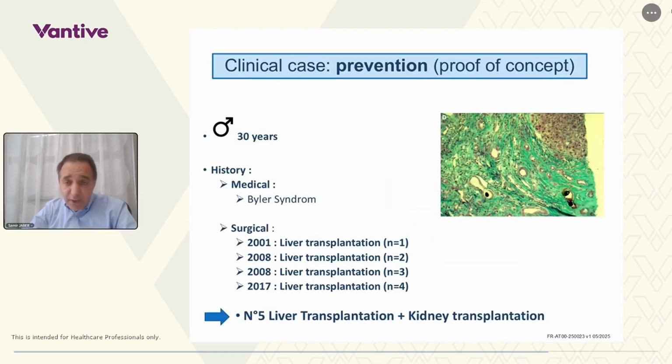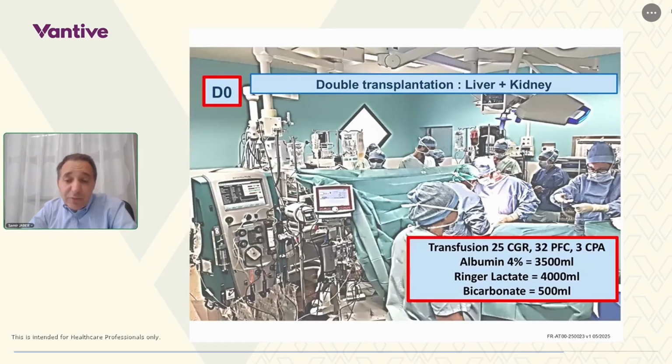Just to finish my presentation, I want to present you a clinical case, because in my team, we believe in prevention in the patients at high risk to develop ARDS. I present you a case of a 13-year-old patient with Bayler syndrome, with a problem of cholangitis. The patient had received 4 liver transplantations, and we needed to make a 5th liver transplantation.